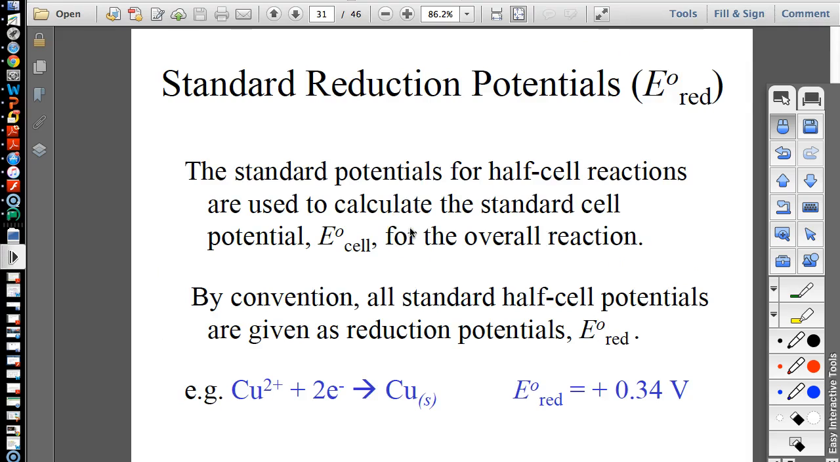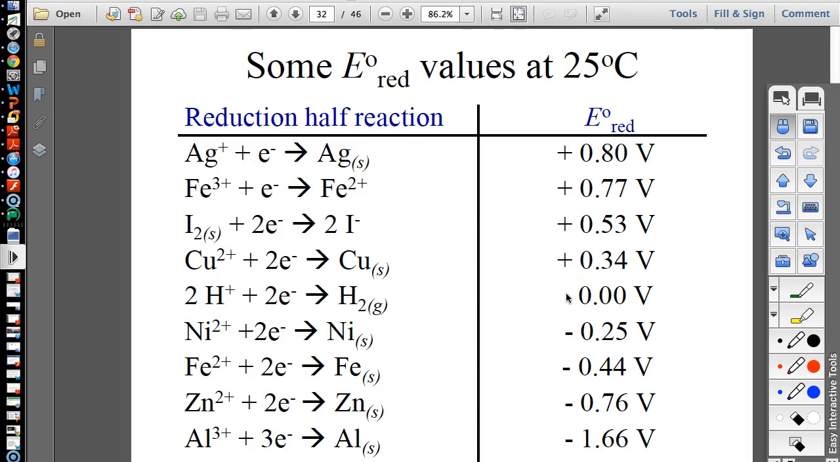So the standard reduction potentials for half cell reactions are used to calculate the overall cell potential. And so the half potentials are going to be given to you. This is the stuff in the chart. So the reduction potential for copper is 0.34 volts. And then the zinc one is next. Oh, okay. Here they all are. So in there I have copper and I have zinc. And the reduction potential for zinc is 0.76 volts, so it's negative.